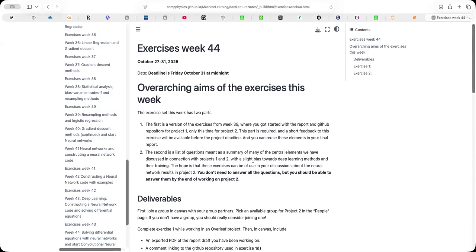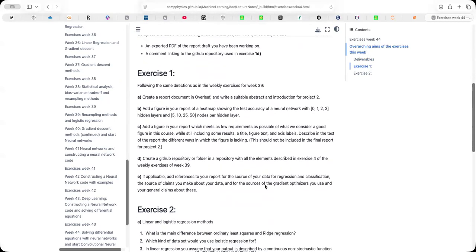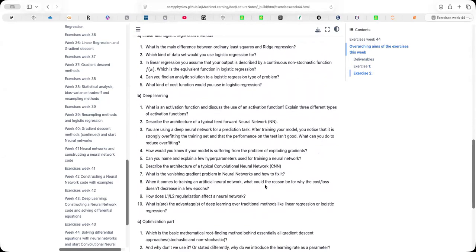Then there is a list of questions here, which follows down here. You don't need to answer all of them, as we say here, but these are questions which we made, which you can find useful when you are discussing the results of project number 2. In project number 2, you're asked to come with a critical evaluation of a deep learning method, like a neural network, compared with what you did in project 1.